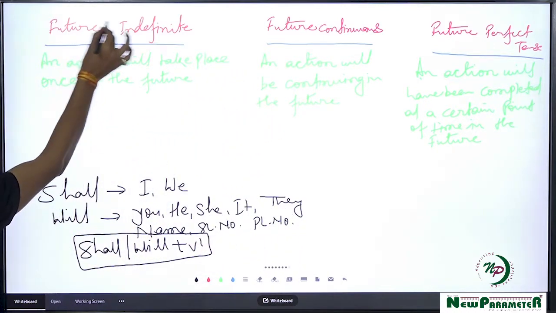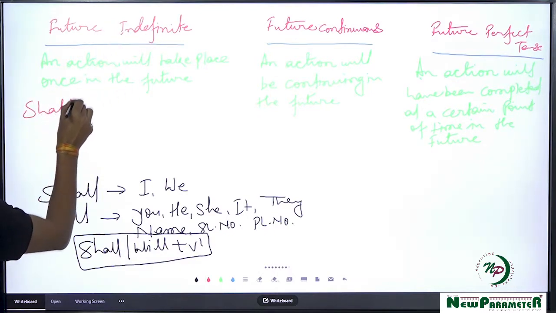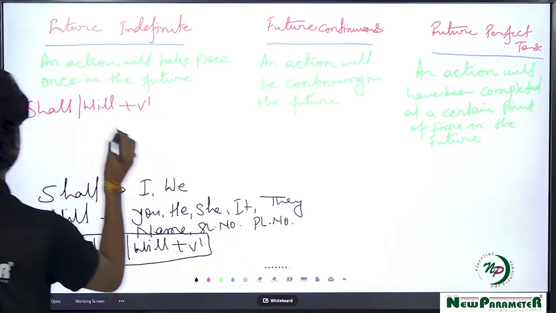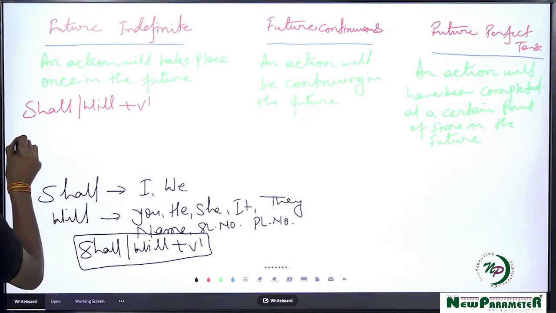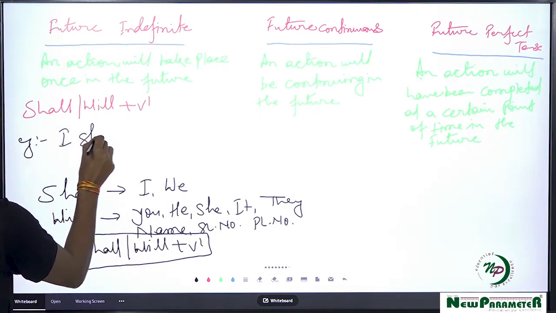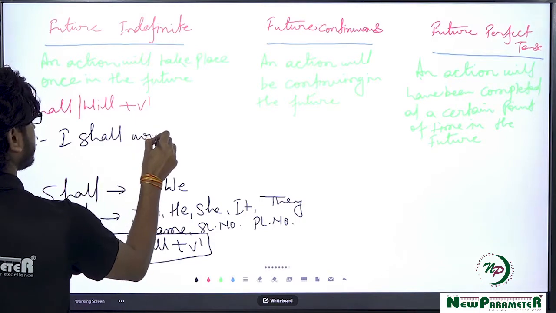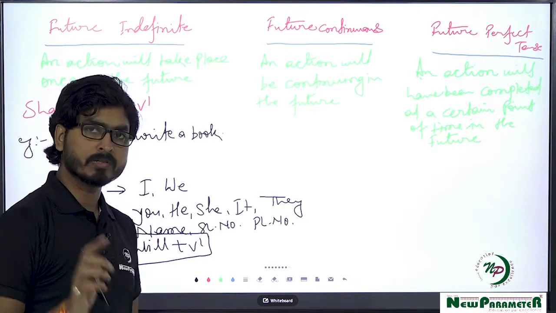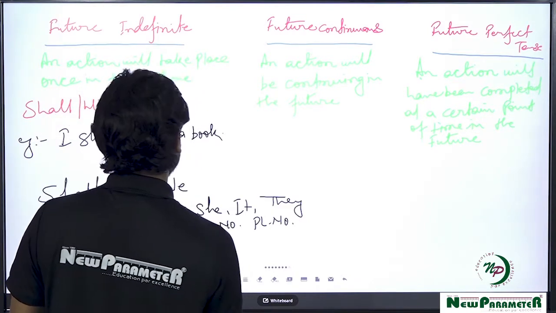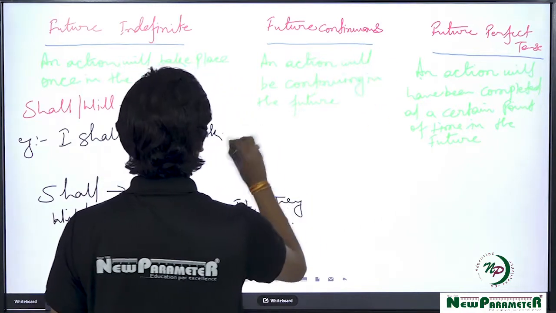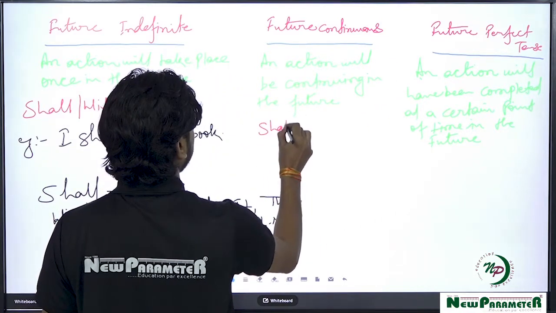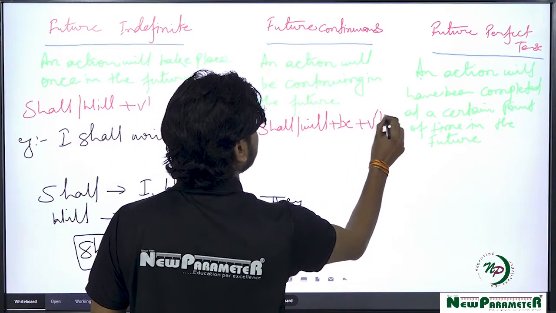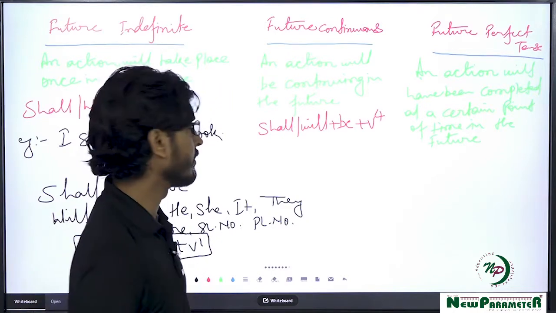In this sentence, tense, we use simply shall, will plus V1. Say for example, I shall write a book. Means what? This action will take place only once in the future. But what happens if I say future continuous? The structure will be shall, will plus be plus V4 means what? The ing form of a verb.